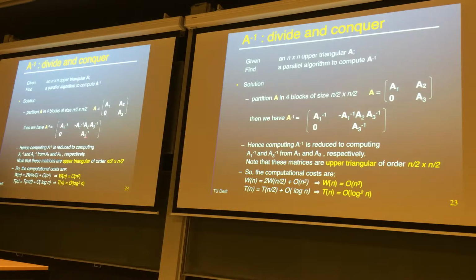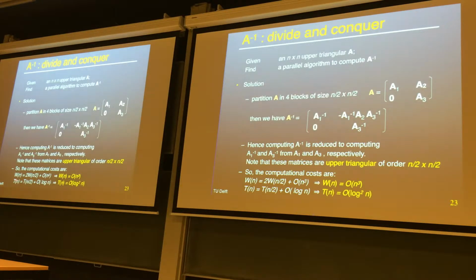You have to find 2 inverses, but each of half the size, plus O(n^3). Well, why O(n^3)? You have to perform 2 matrix multiplications in order to recompute your original matrix. So, if you solve such a recurrence equation, then you end up with W(n) is O(n^3). Just do that.